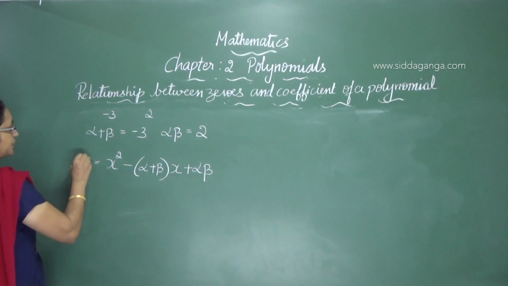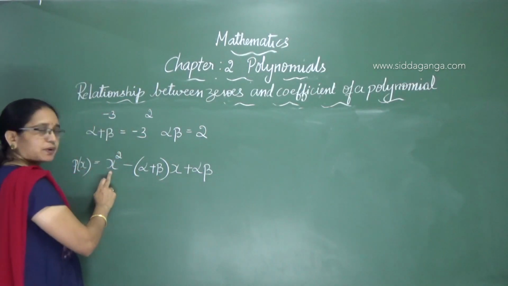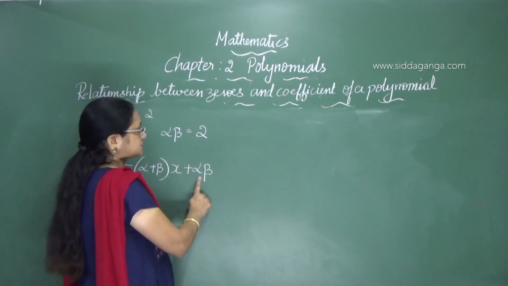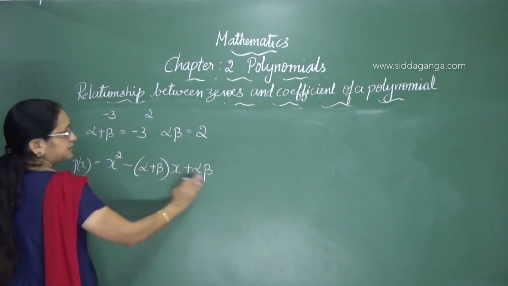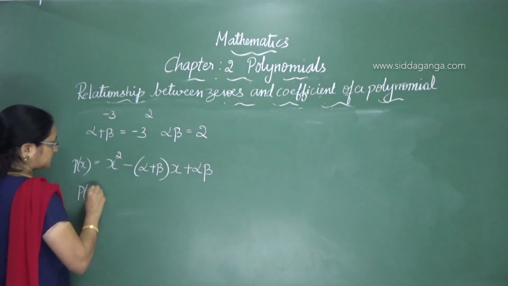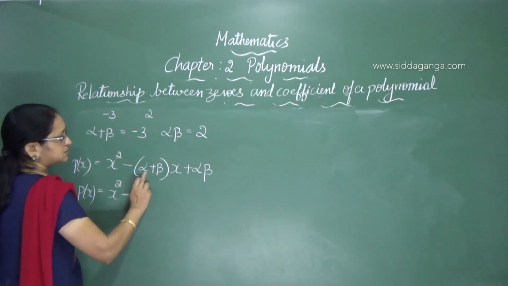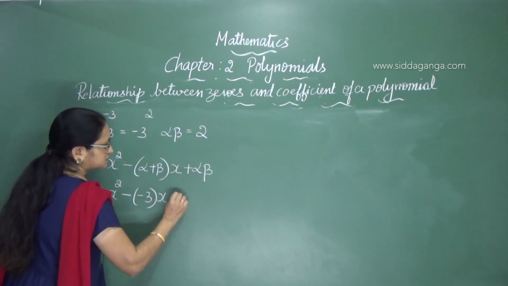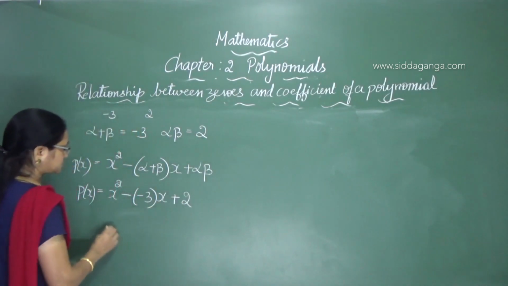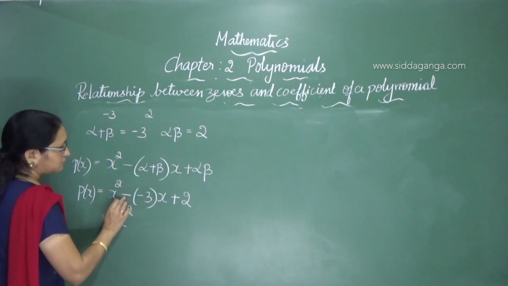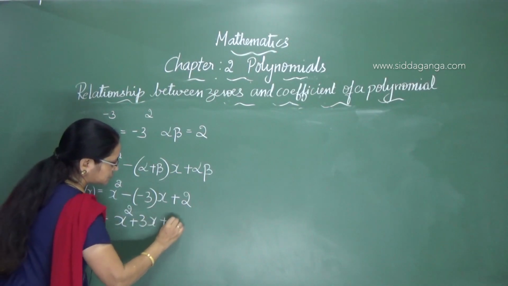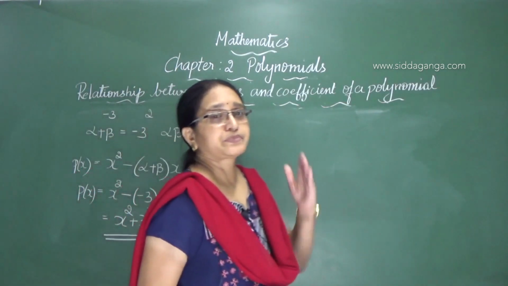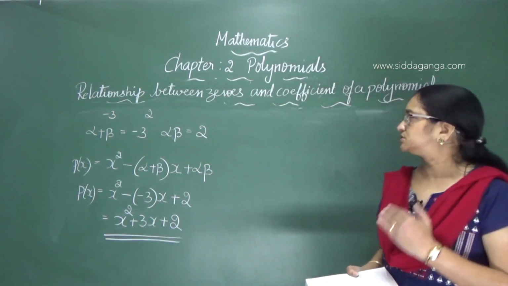This is how you can frame the quadratic polynomial. x square minus alpha plus beta into x plus alpha beta, where alpha plus beta means the sum of the zeros and alpha beta is the product of the zeros. So we can directly write the answer. p of x is equal to x square minus the sum of the zeros, which they have given as minus 3, into x plus the product of the zeros, that is 2. So this quadratic polynomial will be x square plus 3x plus 2. This is how you have to find the polynomial when the sum of the zeros and the product of the zeros are given.